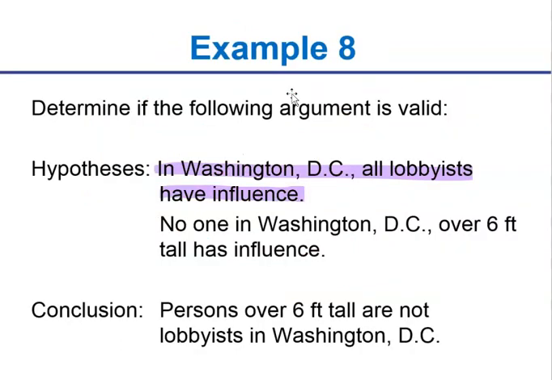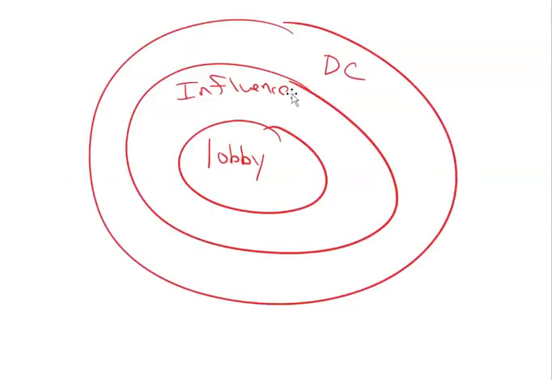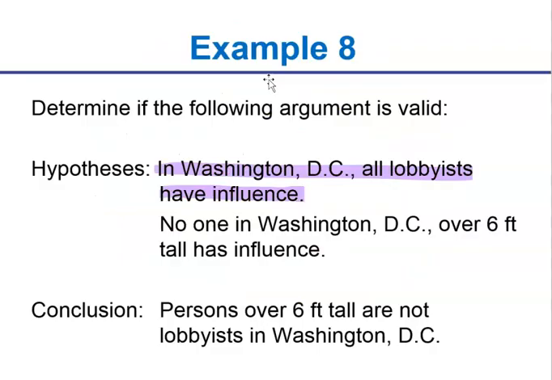So in Washington, D.C., all the lobbyists have influence. Let's look at it again. I'm in Washington, D.C. All the lobbyists fit inside the influence circle. Does that mean that only lobbyists have influence? Nope. Okay. Now let's look at the next hypothesis.